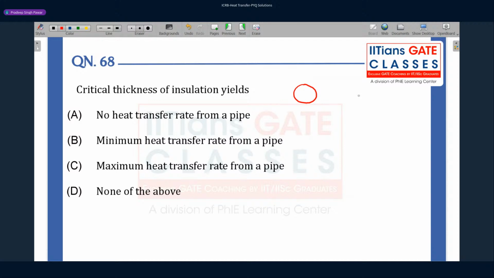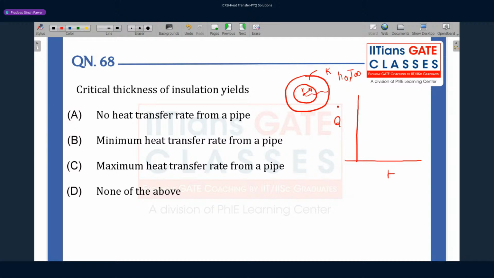So, critical radius of insulation. If you plot the heat transfer rate with respect to radius, let us say this is the radius, and this is the conductor we have. On top of this conductor, I am placing insulation, which has a low thermal conductivity. Outside you have an ambient condition, where h is h naught and the fluid temperature is T infinity.